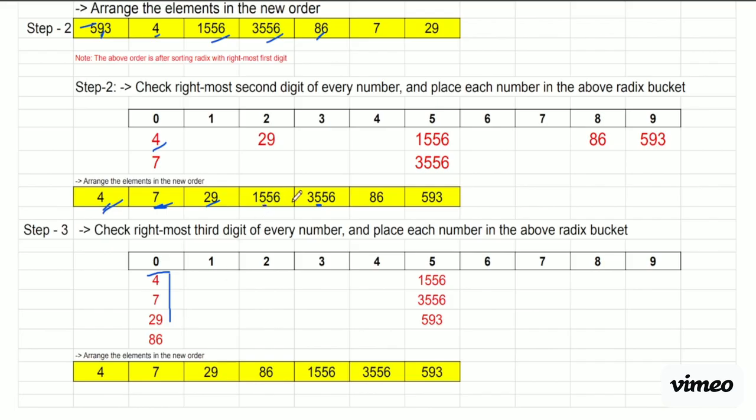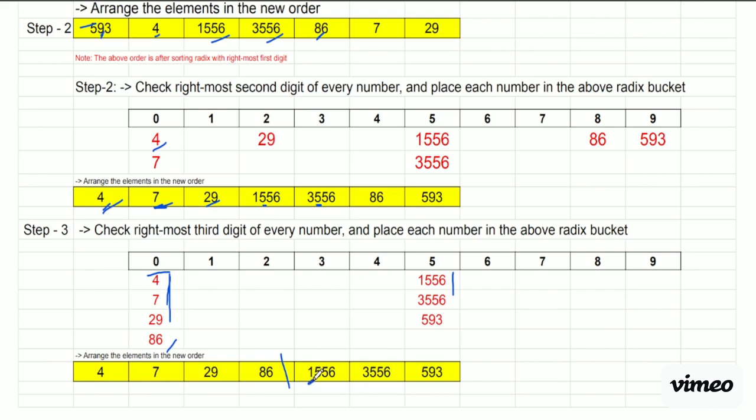1556 has a hundreds place, 3556 also, and both of them go into the radix 5. 86 doesn't have one, so it again goes to the 0th. So again, as you can see in the new order, up till 86, everything is sorted. Similarly, the last one, 593, will go to my radix 5 bucket. So as I was saying, it will keep on continuing.